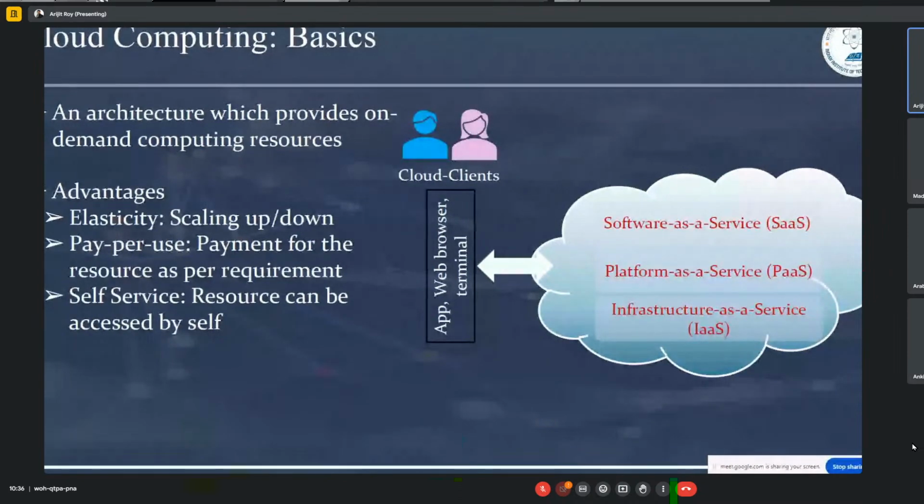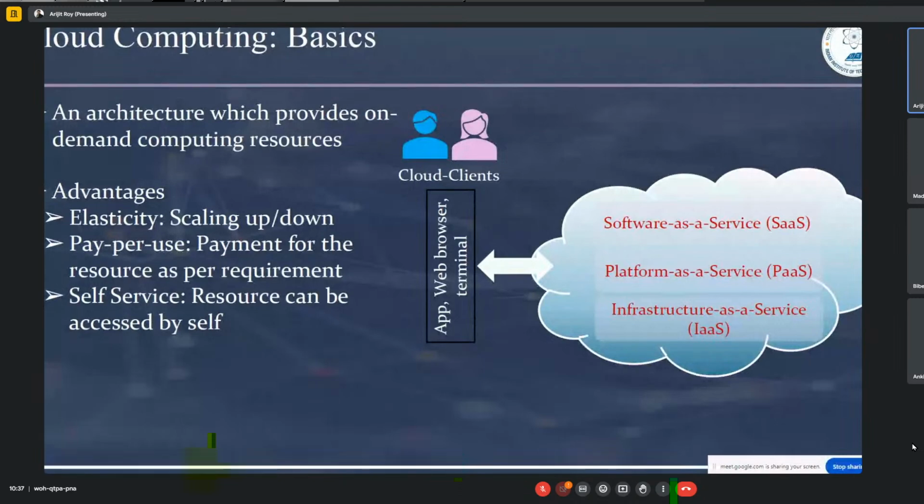Now coming to cloud computing, right? We use this cloud computing concept in our day-to-day life. It provides on-demand computing resources. The advantages are elasticity, that is scaling up or scaling down, and a pay-per-use model, where users pay a certain amount based on their utilization of the resources. Then self-service, that is, resources can be accessed by yourself. You can use the resources at any point of time, and from any corner of the world.